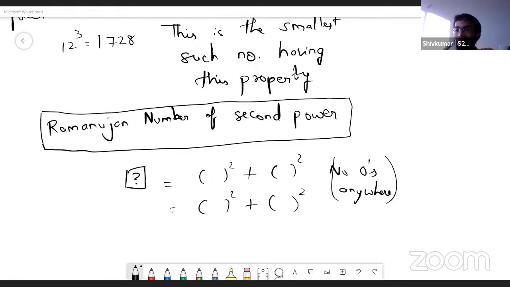I give you a hint. This number is less than 100. There's a number within 100 which has this property. So come on now, go and crack at it. I hope you're all working it out. Sum of two square numbers in two different ways.